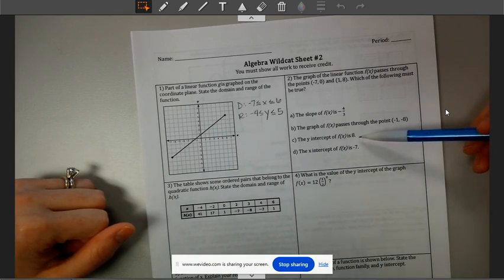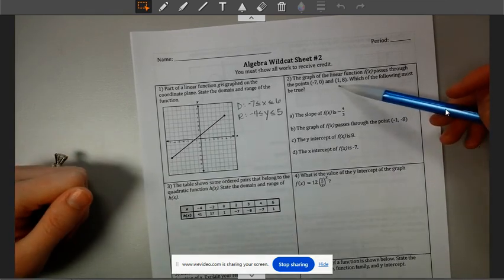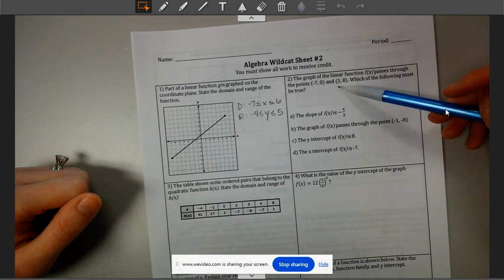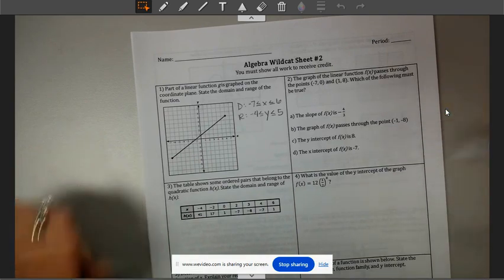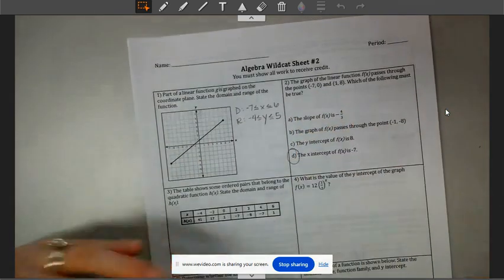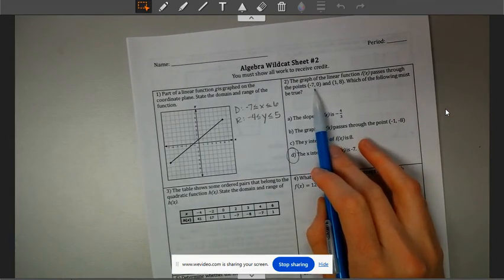The y-intercept is 8. Well, the y-intercept is when x is 0. So when y is 8, x is 1, so that's not true. The x-intercept is -7. That is true. I didn't have to do any work. I gave you the x-intercept because the x-intercept is when y is 0.